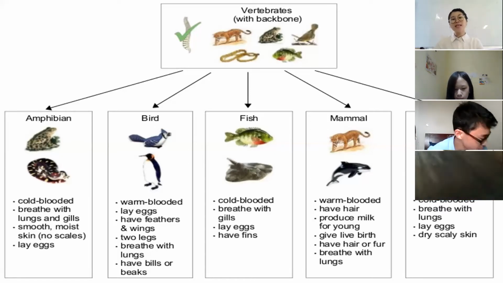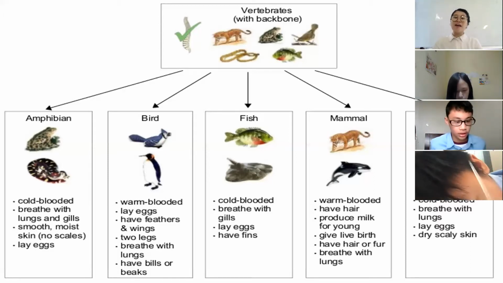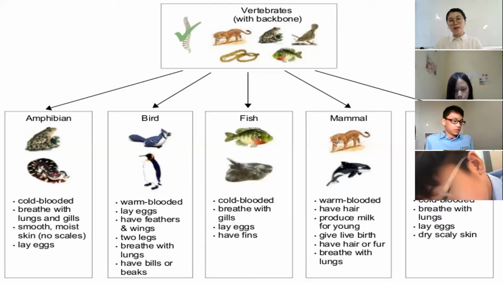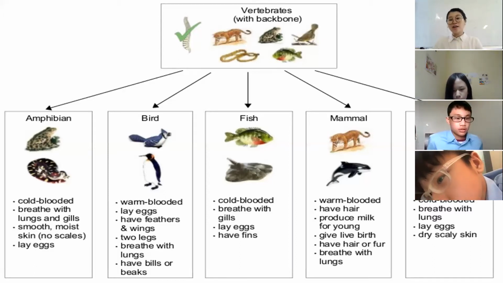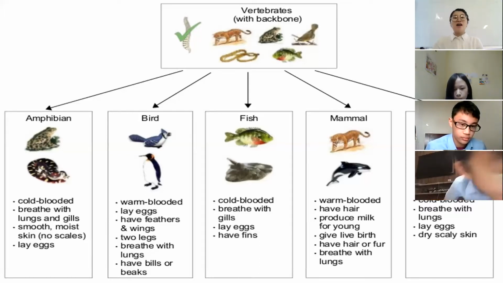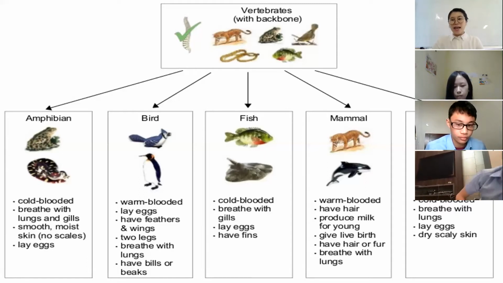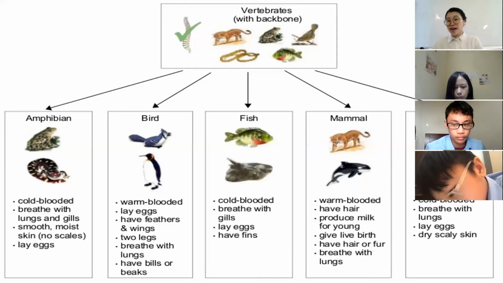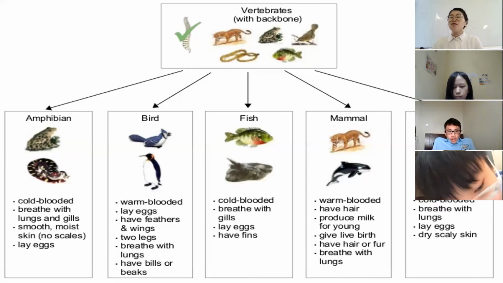And for the fishes, they breathe through their gills, and of course, they have fins and they lay eggs as well. And for the mammals, they have hair, fur, and of course, the female mammals produce milk for the young. Okay, and the last one is the reptile. The unique characteristic of reptiles is they have a dry, scaly skin, they lay eggs, and of course, they breathe with lungs.